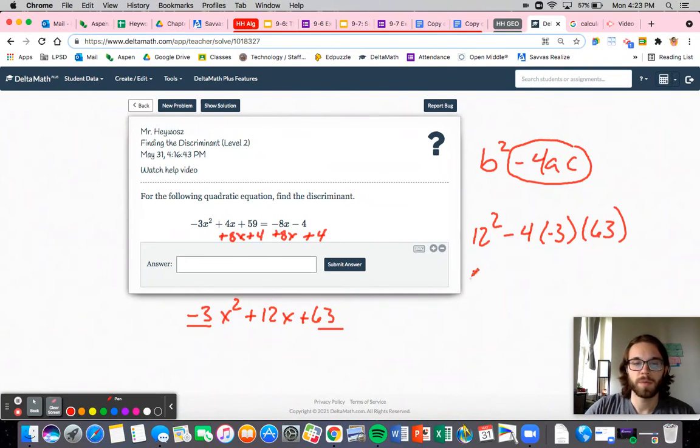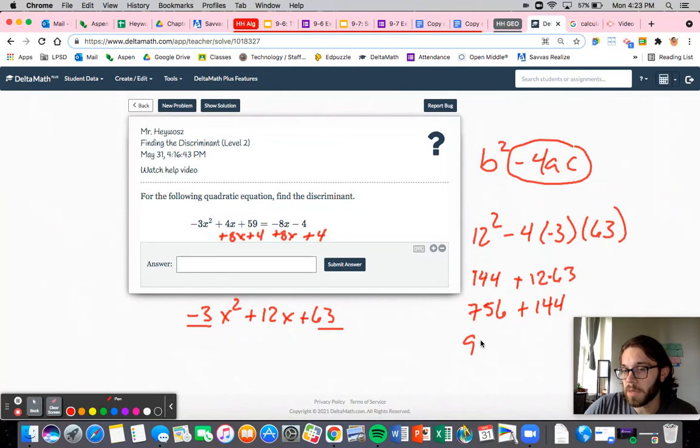So this would be 144 plus 12 times 63. I don't know what 12 times 63 is off the top of my head. 12 times 63, 756. Oh, how nice, actually. What does that mean? It means it's equal to 900, which actually means this will be factorable.